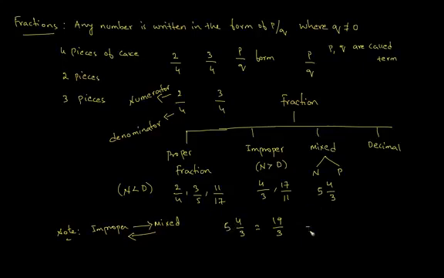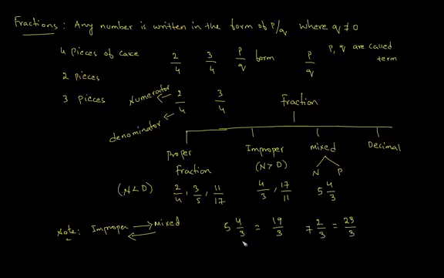If I take another example, 7 2 by 3, what will be the improper fraction? This part is called the natural number. 2 by 3 is the proper fraction. That is the reason I wrote the combination of natural and proper fraction. But we will change from mixed to improper fraction. 3 sevens are 21. 21 plus 2, 23. So 23 by 3 is the improper fraction.